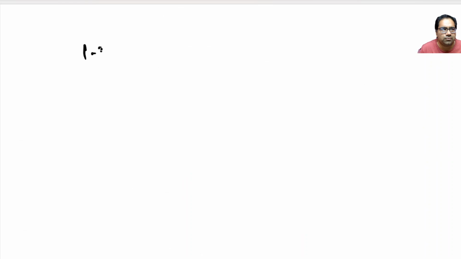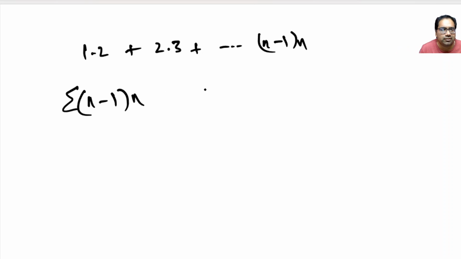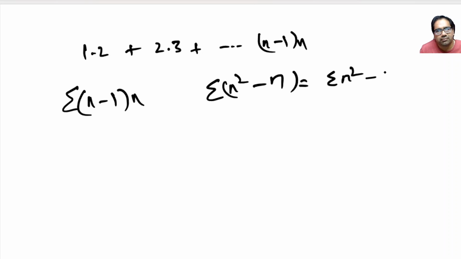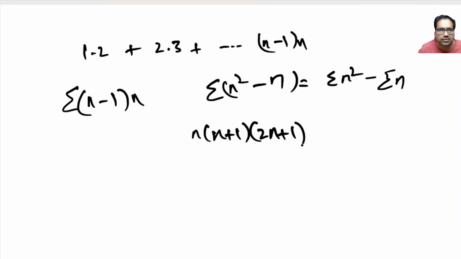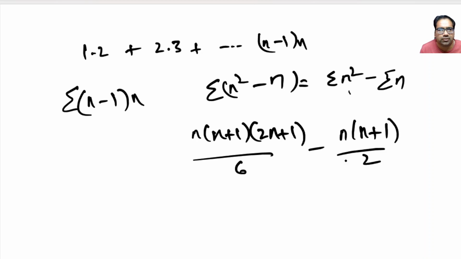Likewise, 1 into 2 plus 2 into 3 plus up to n minus 1 into n. What is this? This is equal to sigma (n minus 1) into n. This is nothing but sigma (n square minus n), which is nothing but sigma n square minus sigma n. What is sigma n square? n into (n plus 1) into (2n plus 1) by 6. We know this, right? Sigma n square formula. Minus n into (n plus 1) by 2.